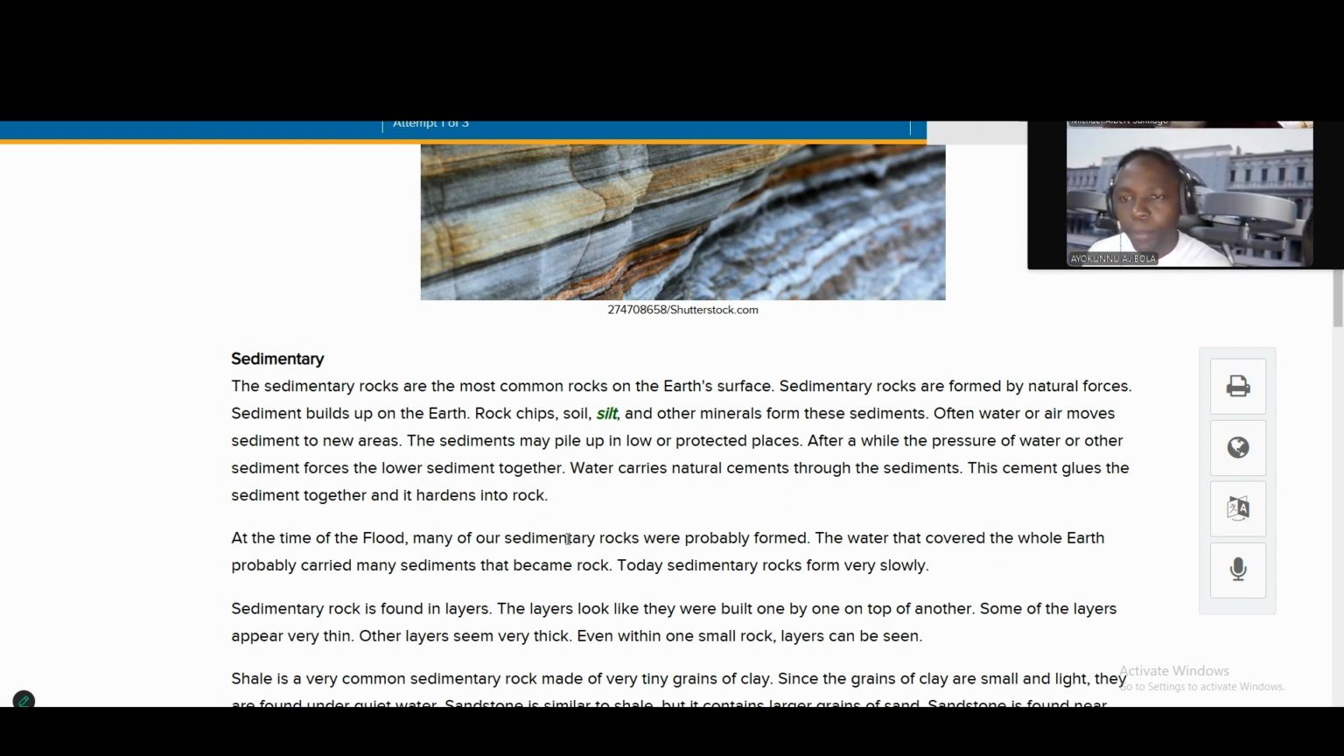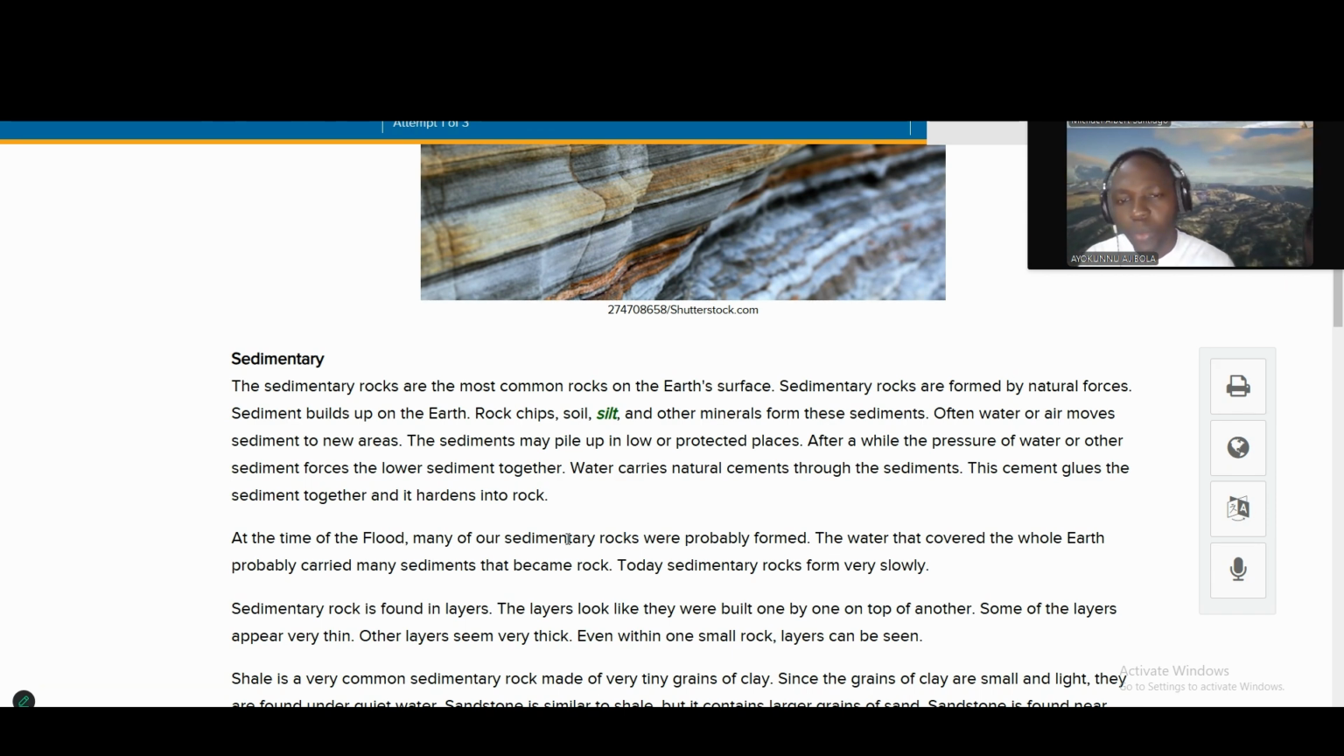Sedimentary rocks: sediments build up on the earth. Rock chips, soil, silt, and other minerals form these sediments. Often, water or air moves sediments to new areas. The sediments may pile up in low or protected places. After a while, the pressure of water or other sediment forces the lower sediments together.